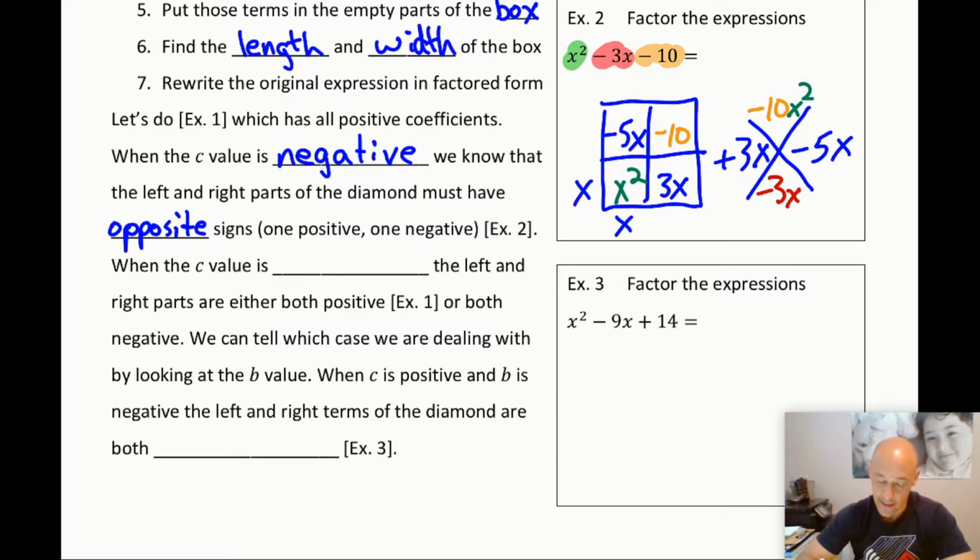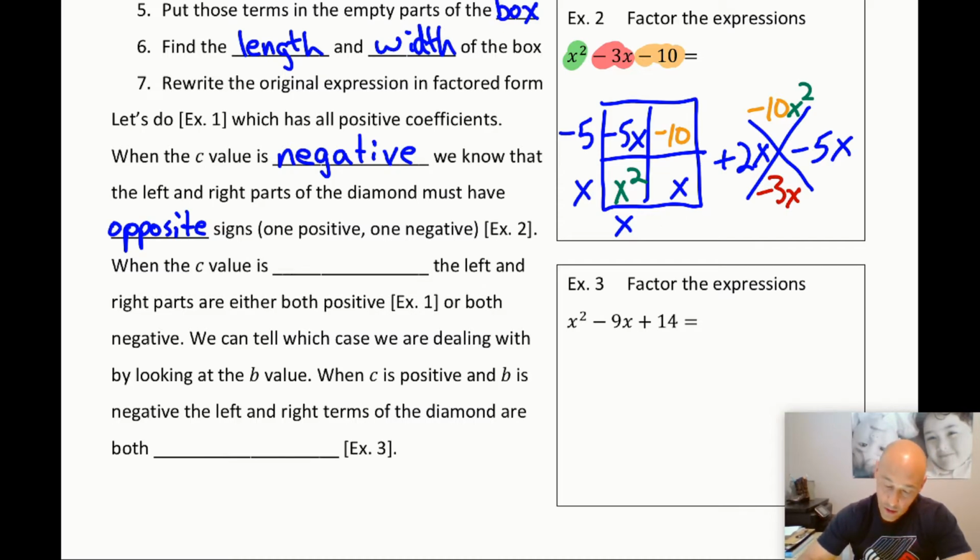X times x is x squared. X times negative 5 is the negative 5x. X times 3 is 3x. And then 3 times negative 5 is negative... Whoa! That's not supposed to be a 3. It's supposed to be a 2 right there. Wow, I said 2, I think, but I messed it up when I transferred it. Wow, things went really wrong.